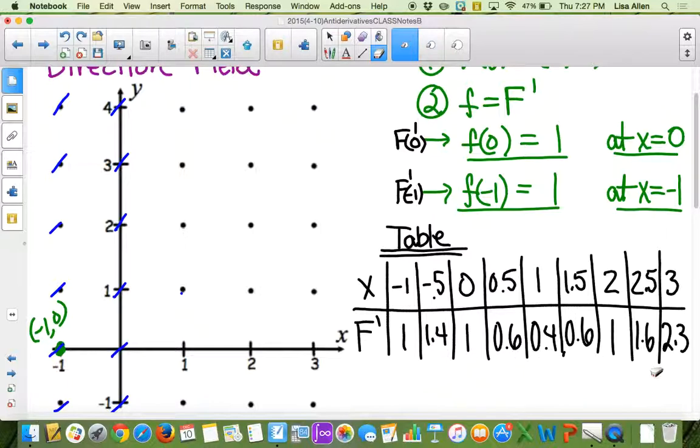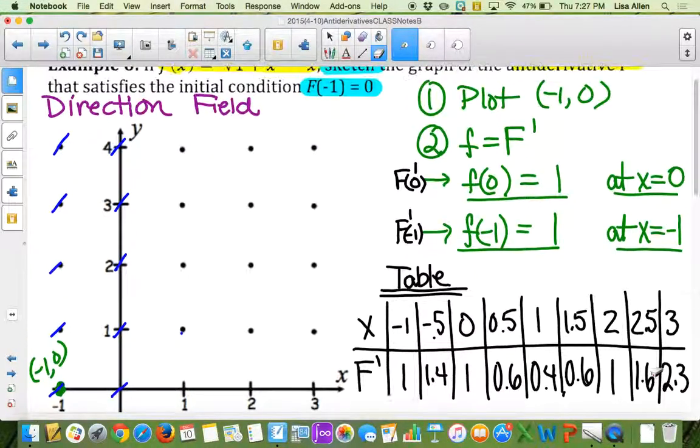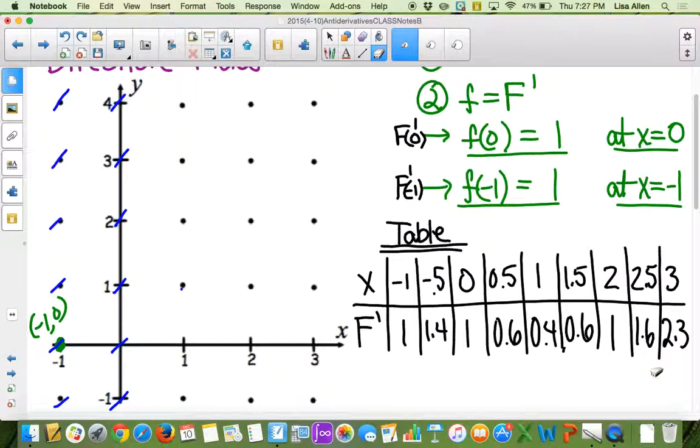Okay, so there's my table of values. What I'm going to do is include those in the slope field as my little segments. So let's go to -0.5, and we have a slope of 1.4. I'm just going to make it a little bit steeper. It might even look like a slope of 2, but for the purposes of what we're doing, it doesn't really matter. Now I'm going to go to 0.5.